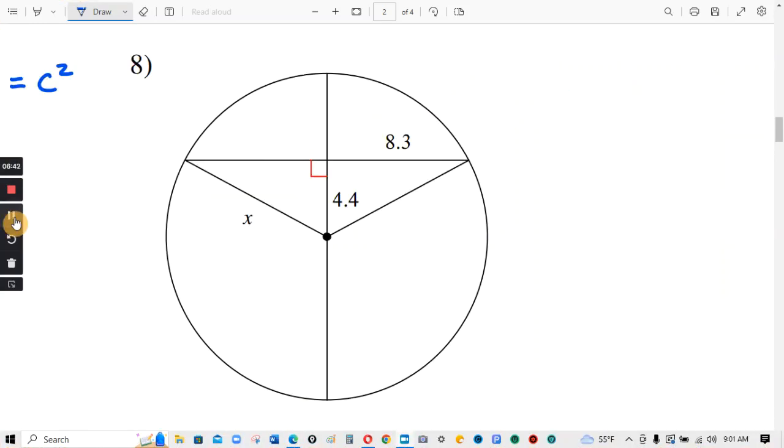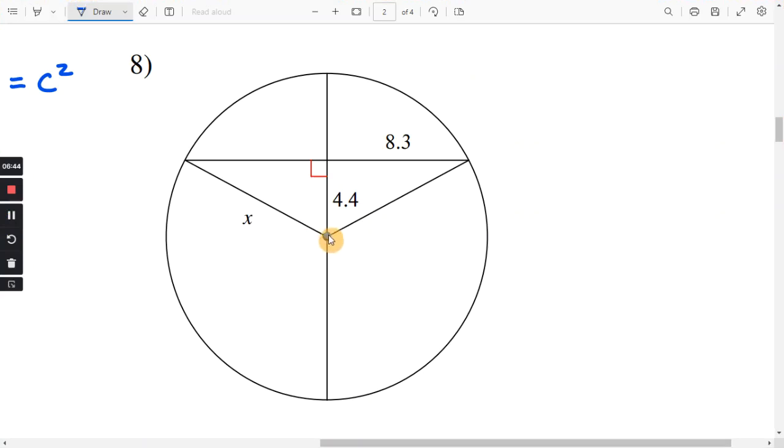Number 8, same thing. This is the center right here, and if you head toward a chord from the center and it's perpendicular, it's bisecting the chord. So this right here is congruent to that right there. If this is 8.3, this one is also going to be 8.3. Use Pythagorean theorem again. Across from your right angle is always going to be c. The other two sides are a and b.